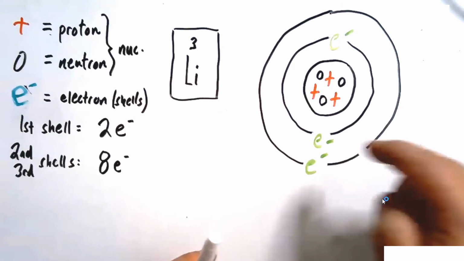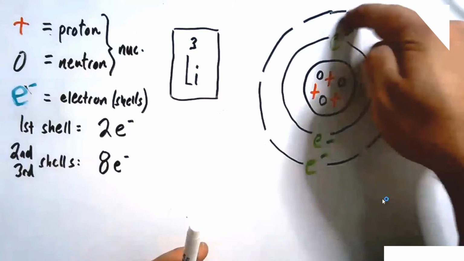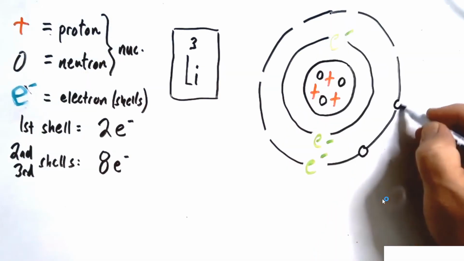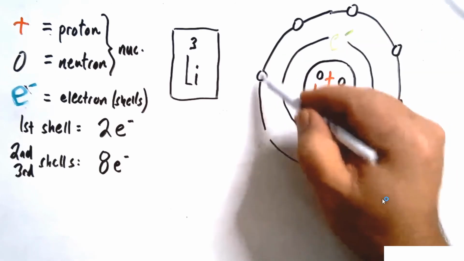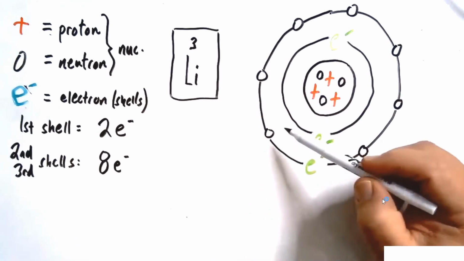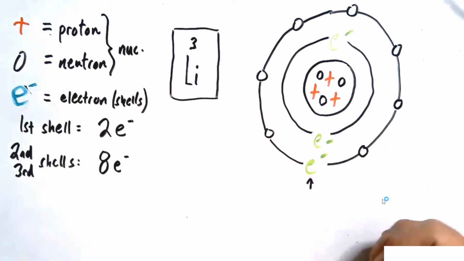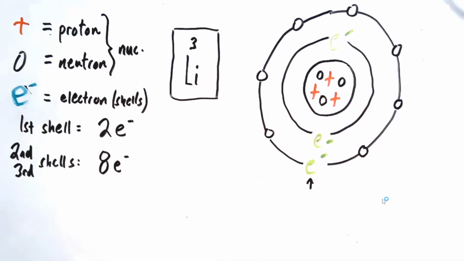So I have to do one more thing. 1, 2, 3, 4, 5, 6, 7. I'm going to make some circles on the outer shell. In fact, I'm going to make 7 of them to show that I have 7 unfilled spaces. I've got 1 filled space, which is this sole electron on the outer shell. And then I have 7 other spaces, 1, 2, 3, 4, 5, 6, 7, that represent the unfilled spaces.